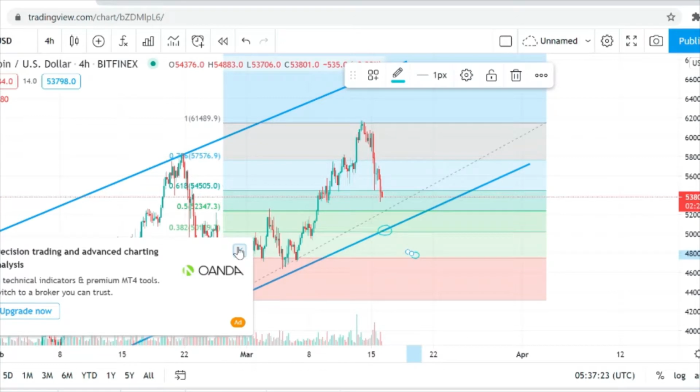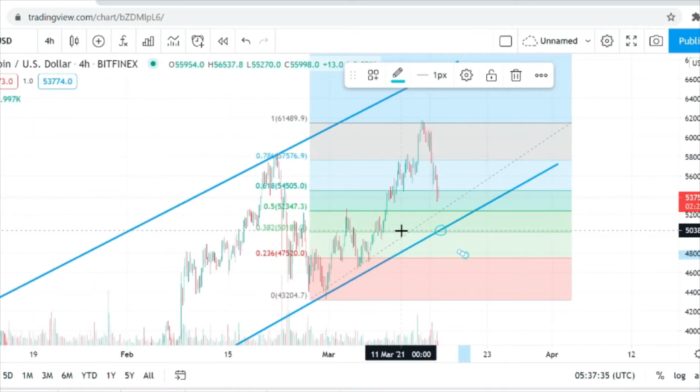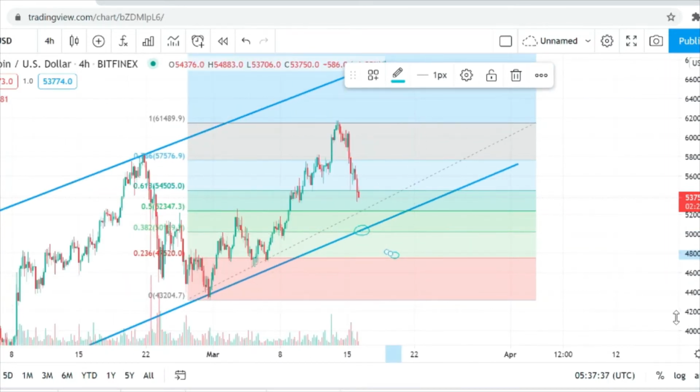But I think this is the most optimal area, the 50,000 area, and that can be a good point for a buy, or at this region here.